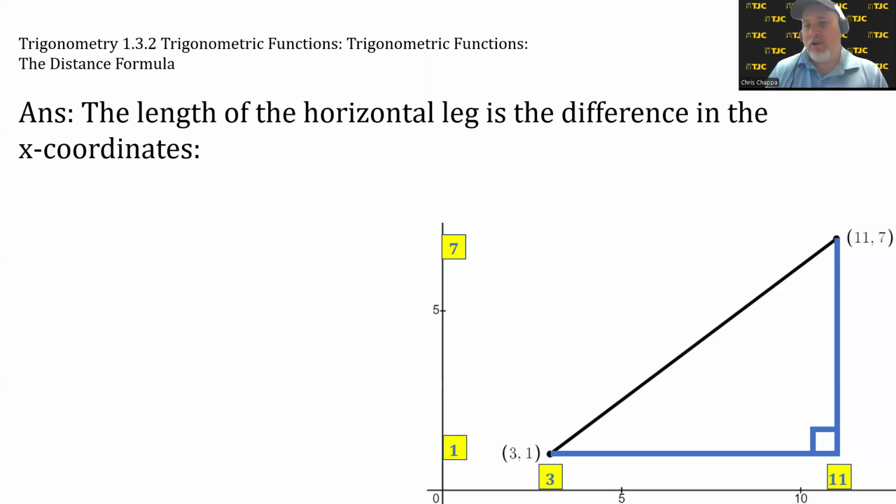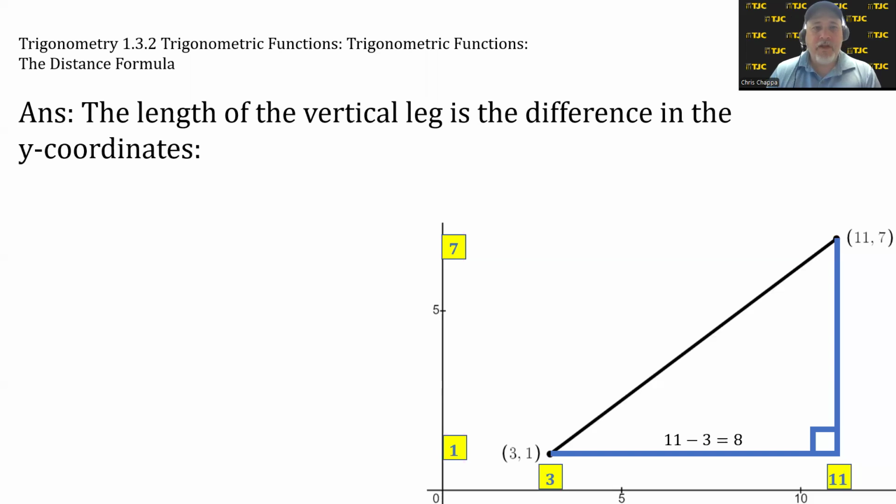The length of the horizontal leg is the difference in the x coordinates, which would be 11 minus 3. The bottom leg is 8. The length of the vertical leg is the difference in the y coordinates, which is 7 minus 1. The length of the right leg is 6.